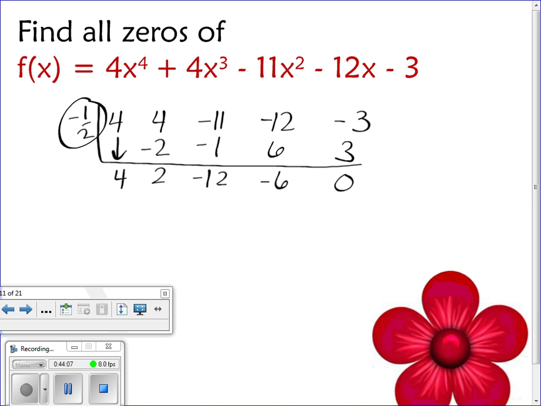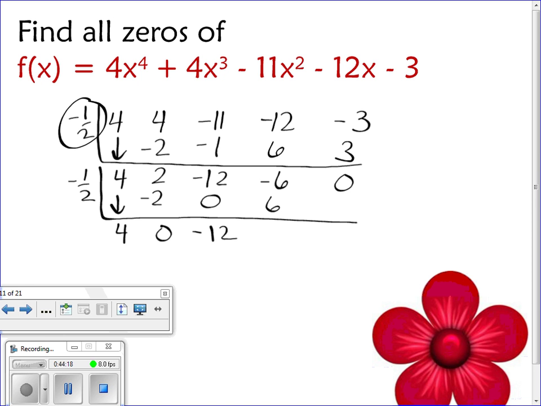Since it bounced off -1/2, let's do it again. Because right now we're down to a cubic. I want it down to quadratic. It worked twice. Beautiful. Now I know the other 2 answers are almost 2 and almost -2, right? They're close. So can I solve this now? Yeah. We started with x to the 4th, did synthetic twice, and we're down to x squared plus 0x minus 12. So really there's 4x squared minus 12.